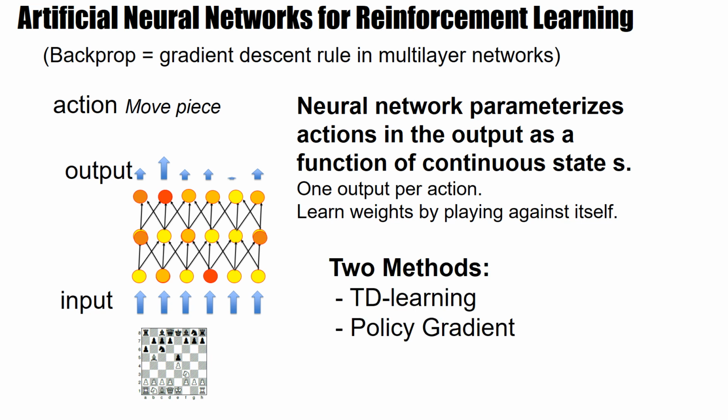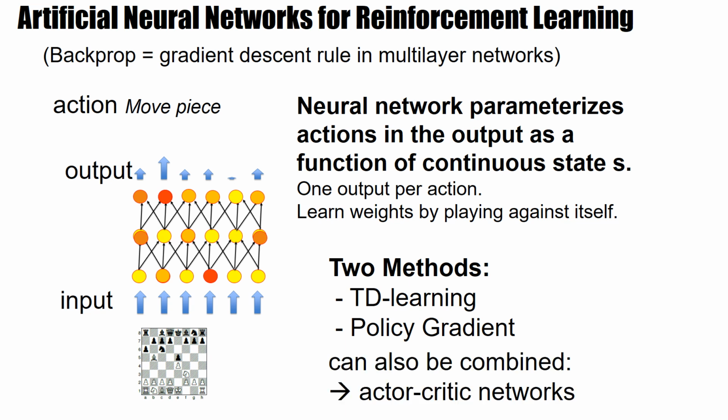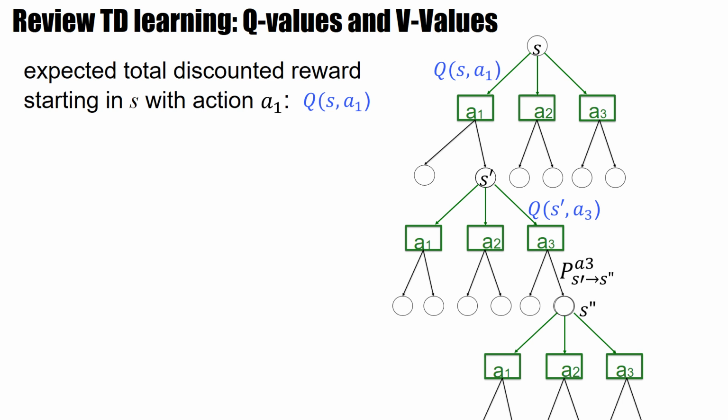Now, there are two important methods in reinforcement learning. The first one is TD learning. The second one is policy gradient. And importantly, for this lecture today, the two can also be combined. And this gives rise to actor-critic networks. All methods based on TD learning use either Q values or V values.